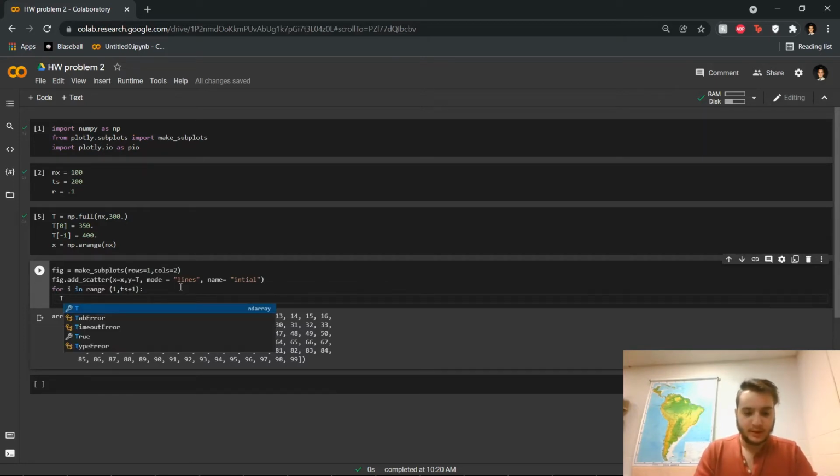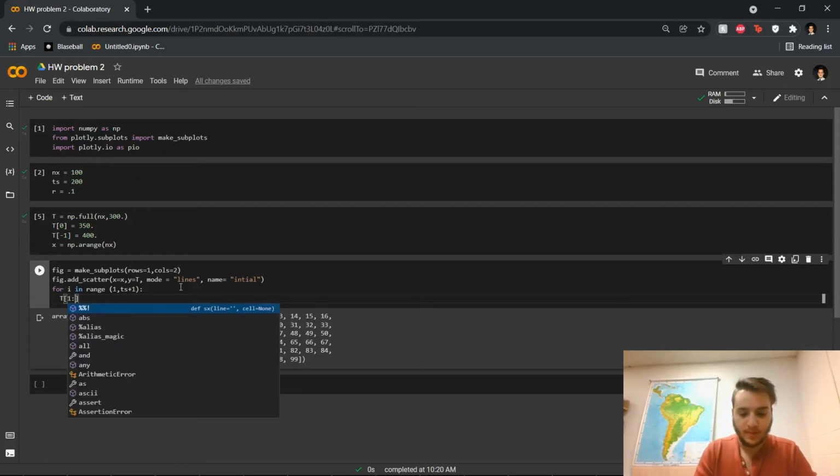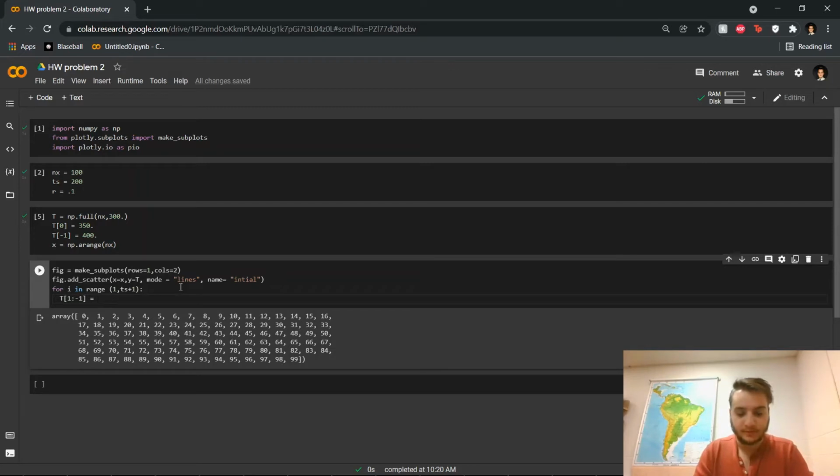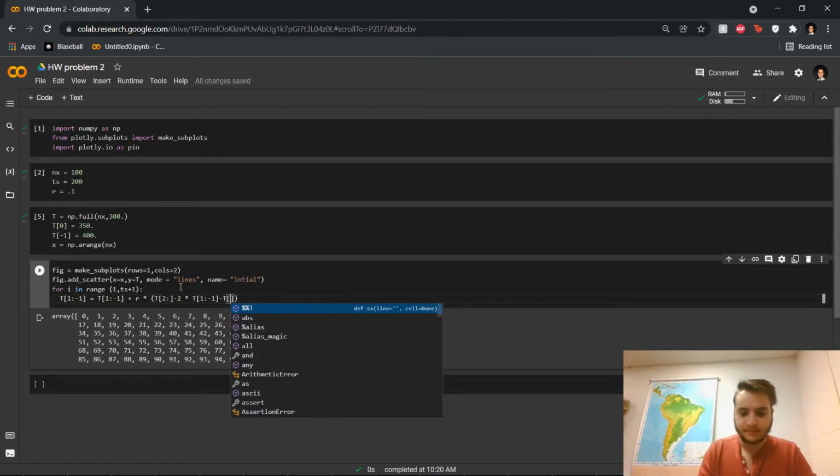And this is the confusing part. It's t[1:-1] is equal to t[1:-1] plus, let's be outside, plus our R value times, and in parentheses, t[2:] minus 2 times t[1:-1], then minus t[:-2].